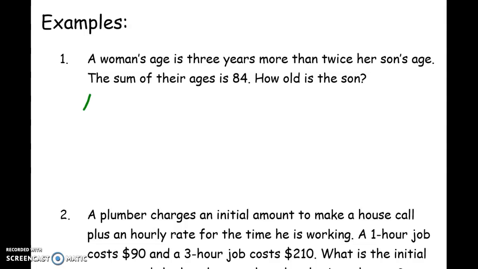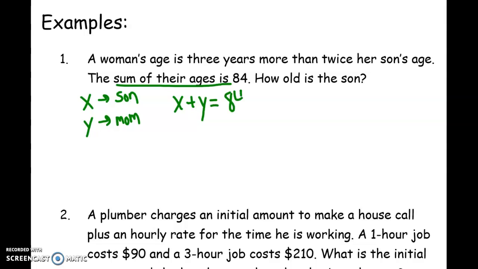So, again, x and y really helps to set them up to figure out what they are going to represent. So let's just say the x is the son and y would be his mom. Now what we're told is that the sum of their ages is 84. So we take x plus y and we're going to set that equal to 84.